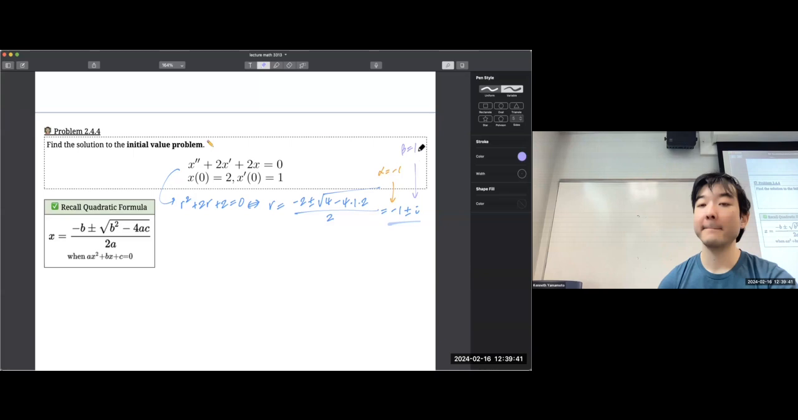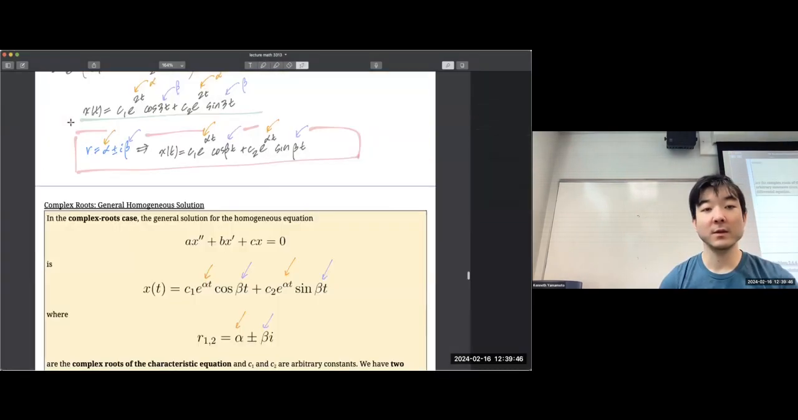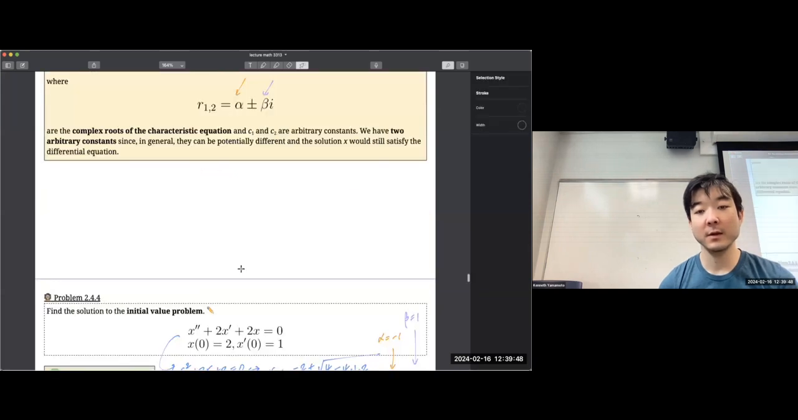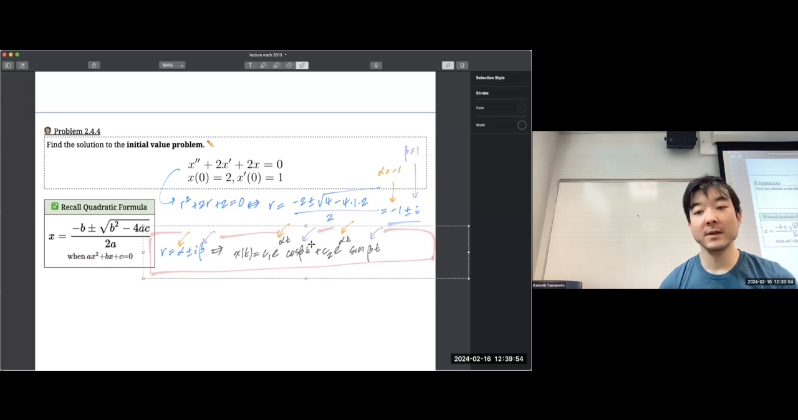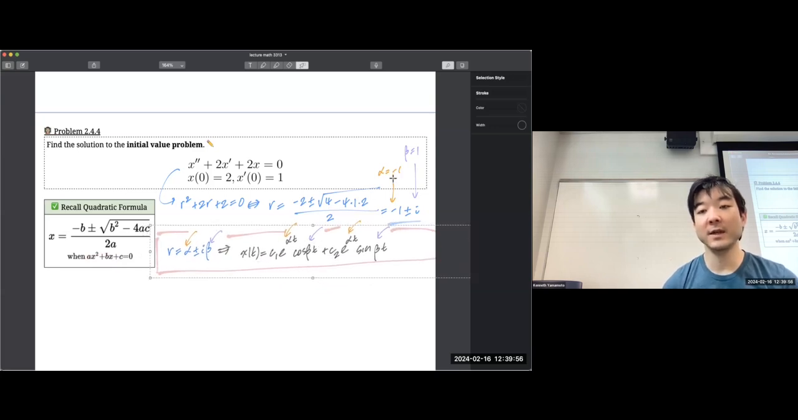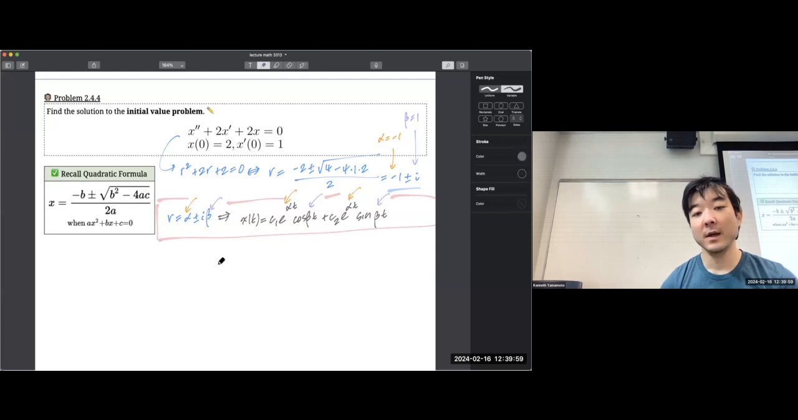So we'll just use this giant thing that we saw before. What does this tell us? This tells us that if you have alpha equal to negative 1 and beta equal to 1, then your solution must have been C1 e to the negative t, because your alpha is negative 1, and then you'll have cosine of t, because beta is just 1, plus C2 e to the negative t sine of t. So this is your general solution.